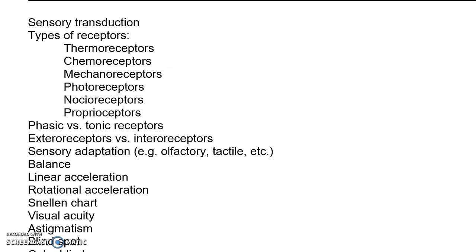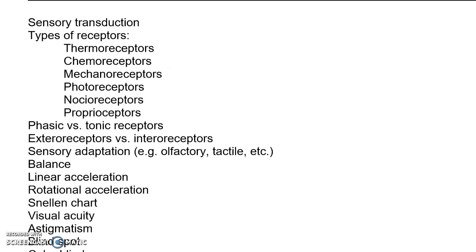Nociceptors, sometimes also called nocireceptors, those are pain receptors. They respond to painful stimuli. And then proprioceptors give information about body position, and you would have those in the tendons that are attaching your muscle to bone.